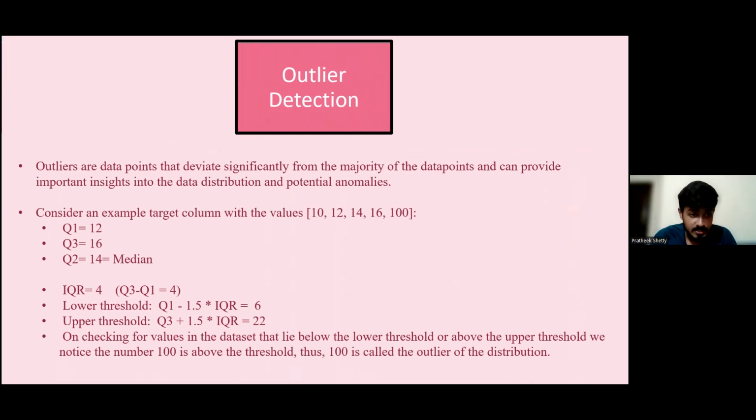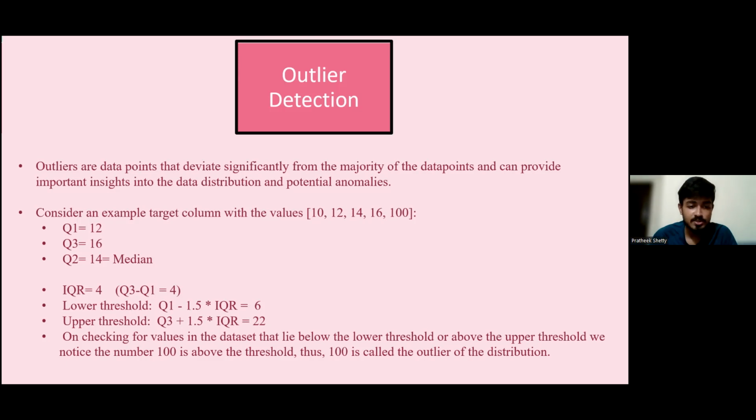Consider an example target column with the values 10, 12, 14, 16, and 100. Here the first quartile value is 12, the third quartile can be found at 16, and the median is 14, which is also the second quartile value. The interquartile range value, or IQR as it is known, is Q3 minus Q1, which is 4.